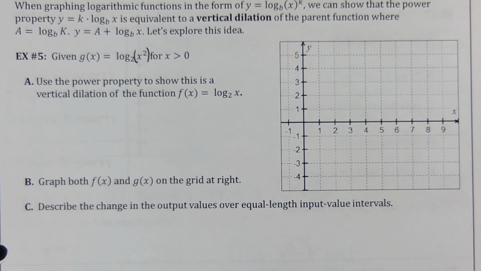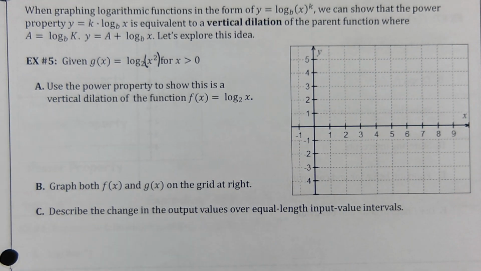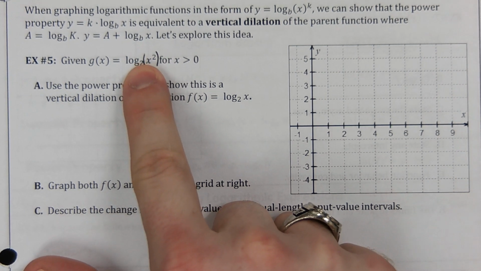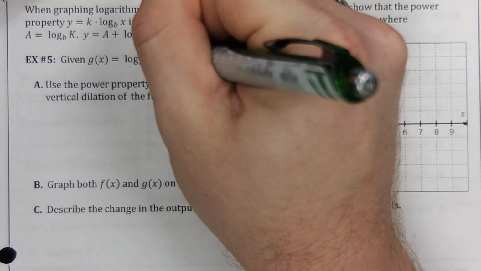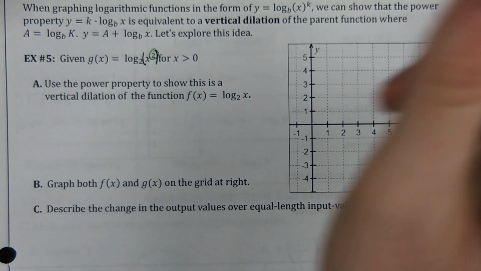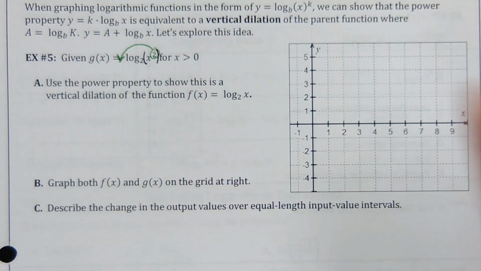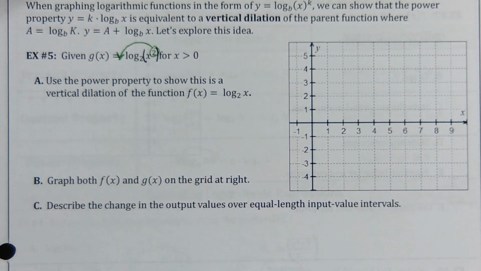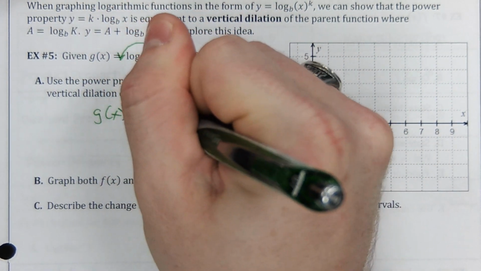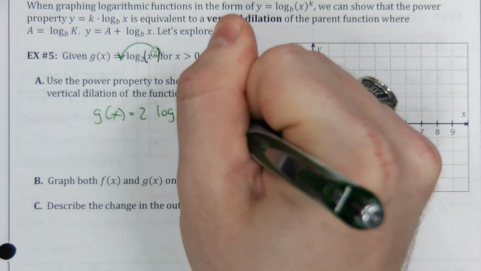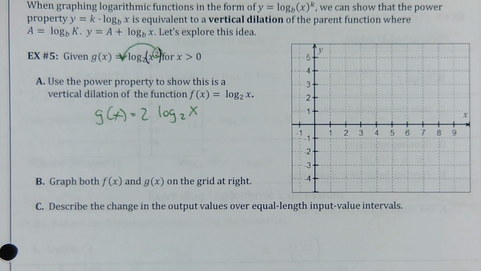Alrighty. So for this first one, it says use the power property to show that this is actually a dilation of this as long as x is greater than 0. Easy peasy. Because our power property says any exponent of the argument can be brought down to the front of the logarithm, giving us our g of x as 2 log base 2 of x. That is a vertical dilation, factor 2. We'll graph it in just a second.